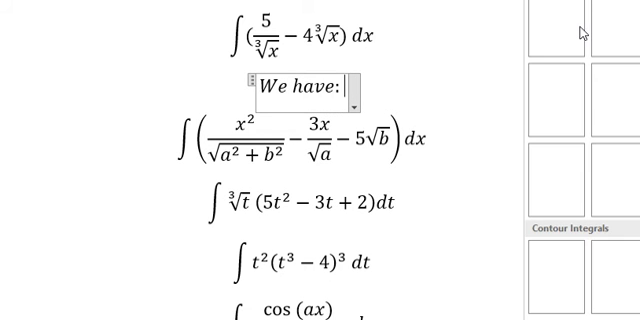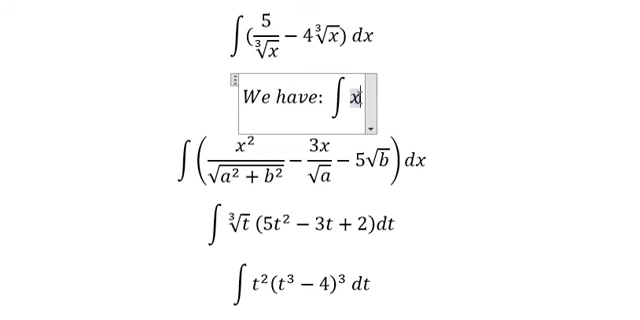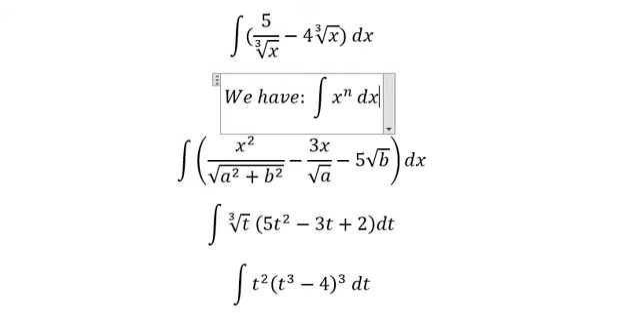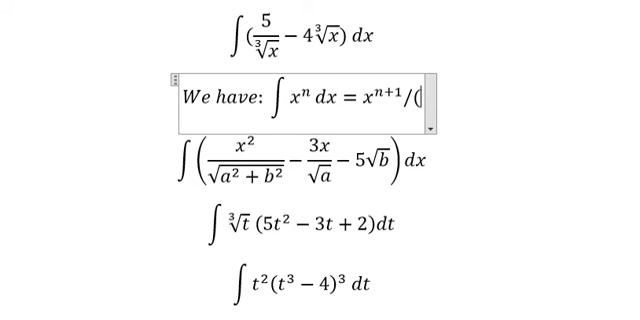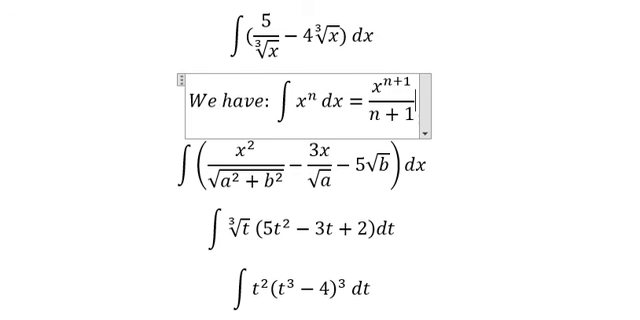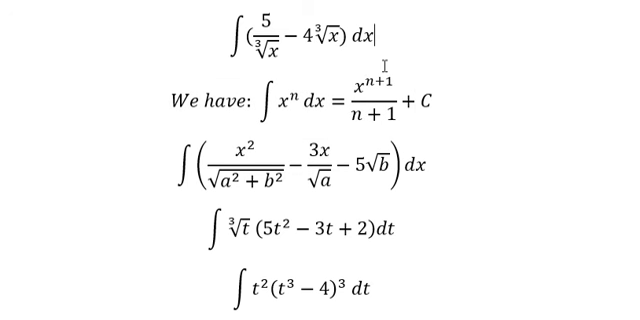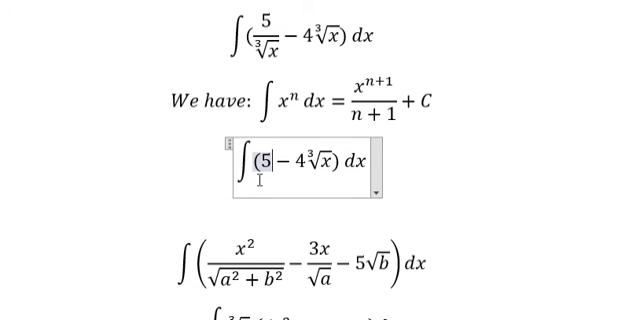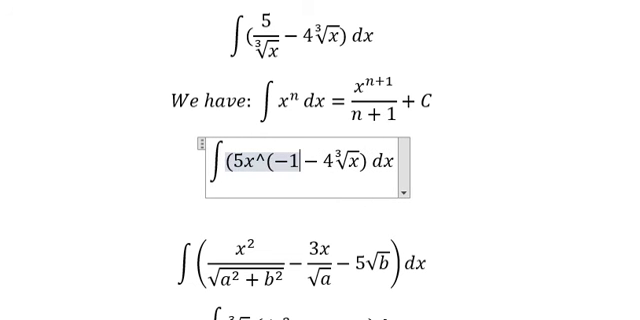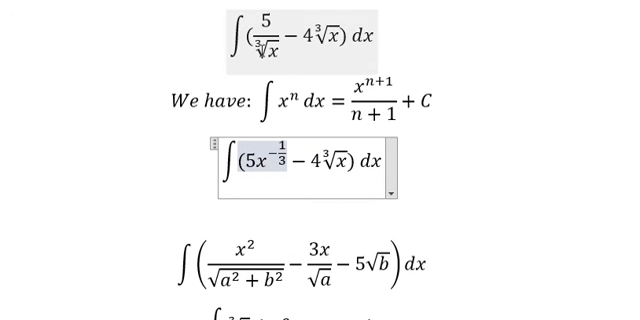That is about the integration of s to the power of n ds. We will get s to the power of n plus 1 over n plus 1, and we put c. So in here we can write the cubic root of s into 5 multiplied by s to the power of negative 1 over 3, because they are in the denominator. That's why you get a negative power in here.